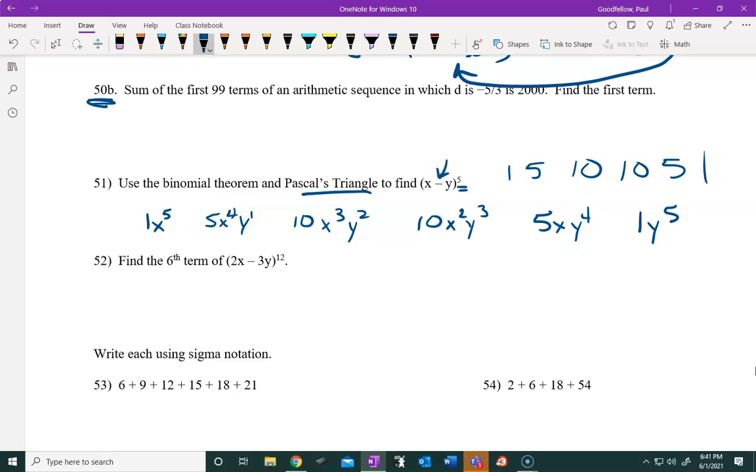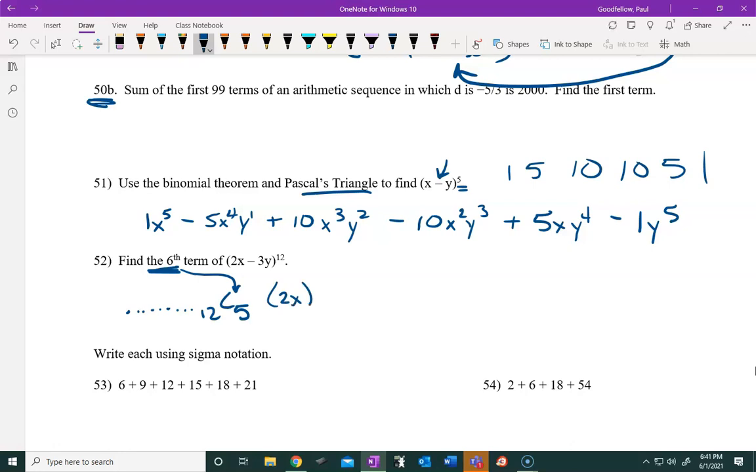That's a subtraction, so the signs would alternate as they go down. Minus, plus, minus, plus, minus. Done. Okay. Find the 6th term. Coming down to the 6th term, 12 choose 5. Now, that's probably the hardest part to remember right there, is that you've got to go 12 choose 0 first, and then 12 choose 5 would be the 6th term.